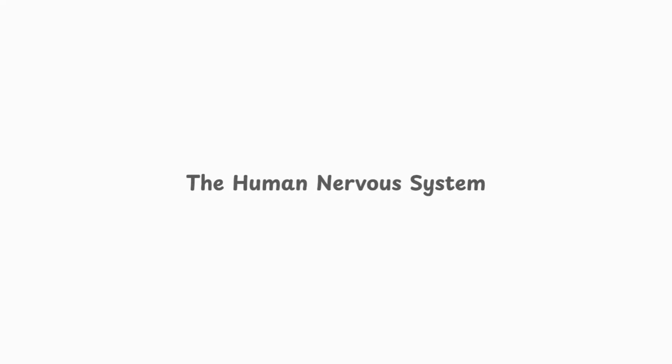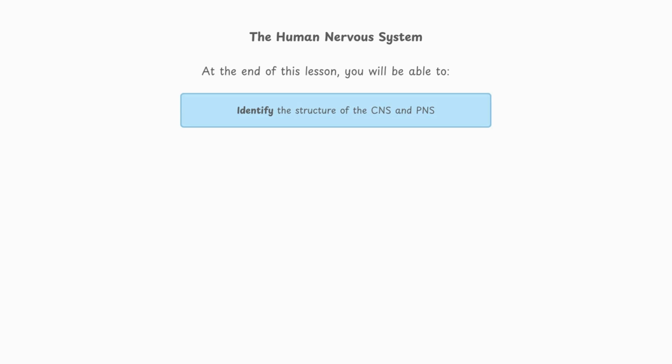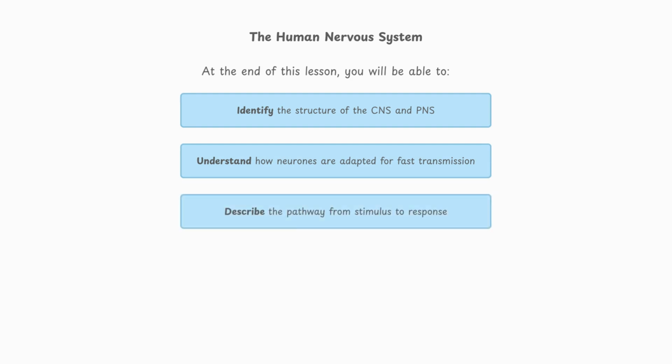Hello, and welcome to this lesson of the human nervous system. By the time you finish this video, you should be able to identify the structure of the CNS and PNS, understand how neurons are adapted for fast transmission, describe the pathway from stimulus to response.